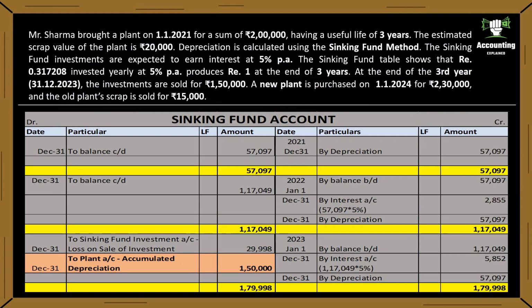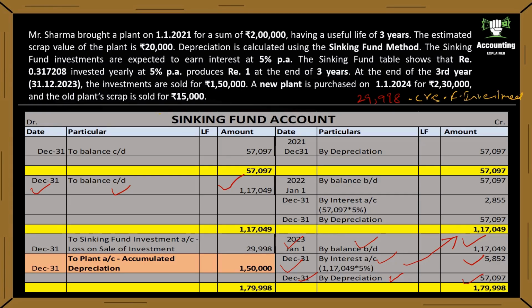Sinking fund account is the account to be seen next. On December 31, 2022, that is the second year, we have a balance carried down of 1,17,049. That will be brought down on January 1, 2023 as by balance brought down 1,17,049. Next on December 31, by interest account, interest received on 1,17,049 at the rate of 5% is 5852. Next, by depreciation to be charged every year is 57,097. And in the sinking fund investment account, we saw a balance of 29,998. That was on the credit side of the sinking fund investment account.